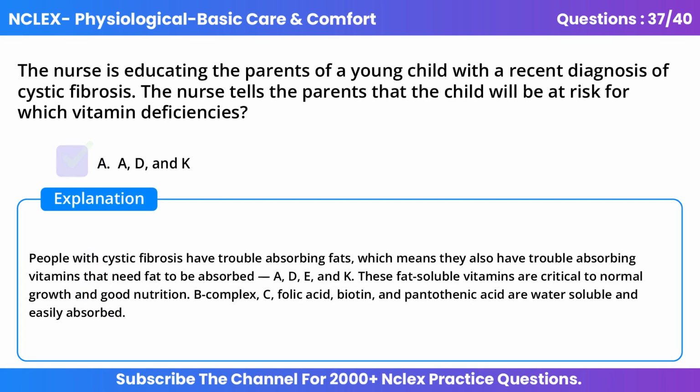People with cystic fibrosis have trouble absorbing fats, which means they also have trouble absorbing vitamins that need fat to be absorbed: A, D, E, and K. These fat-soluble vitamins are critical to normal growth and good nutrition. B-complex, C, folic acid, biotin, and pantothenic acid are water-soluble and easily absorbed.